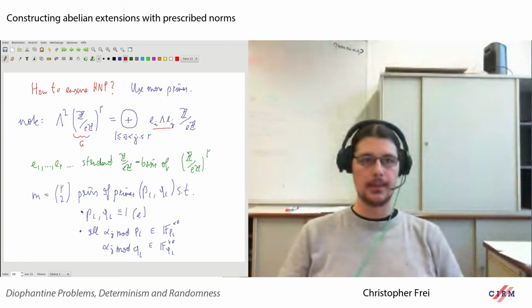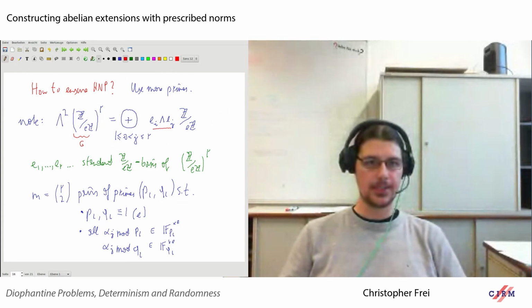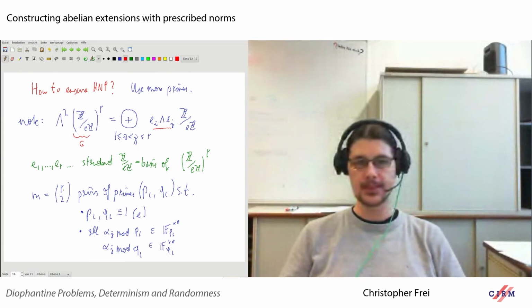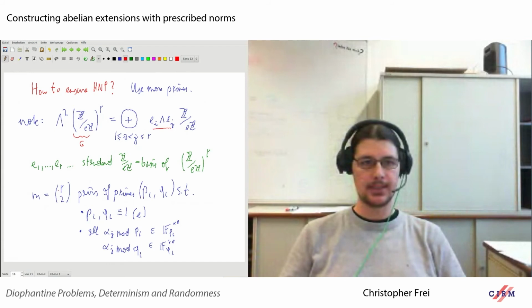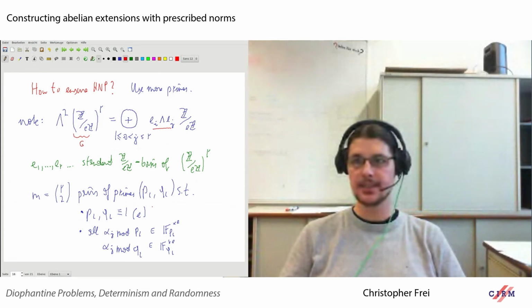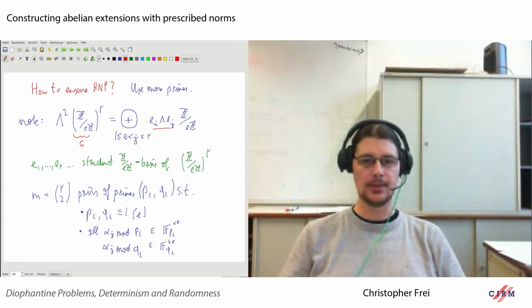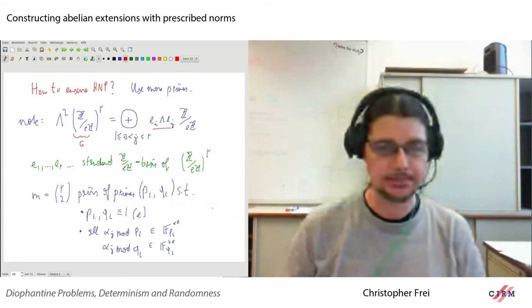Okay. So now instead of taking just R primes, I now need to take R over 2 pairs of primes, P_L, Q_L, that satisfy the same properties as above for now. So they should be congruent to 1 mod E. And all of my alphas, so all of the elements that I want to be norms, should be E-th powers mod P_L and E-th powers mod Q_L. I have M such pairs, P_L, Q_L.